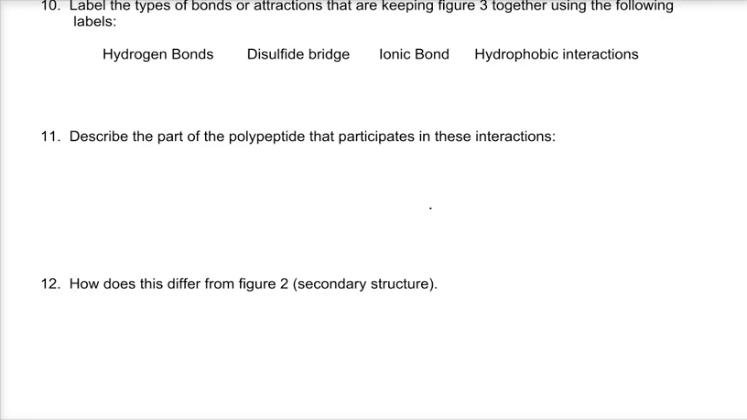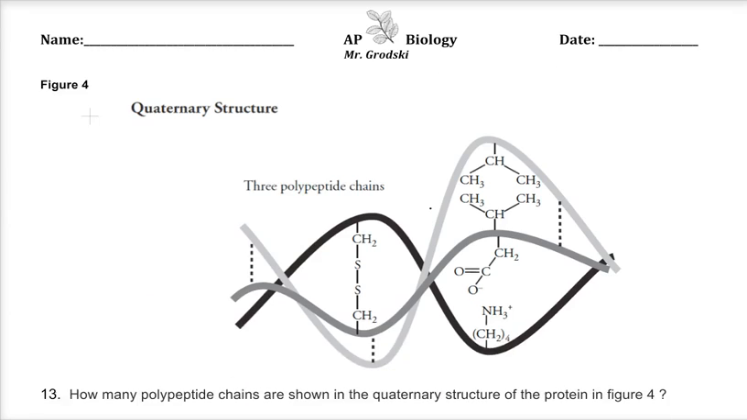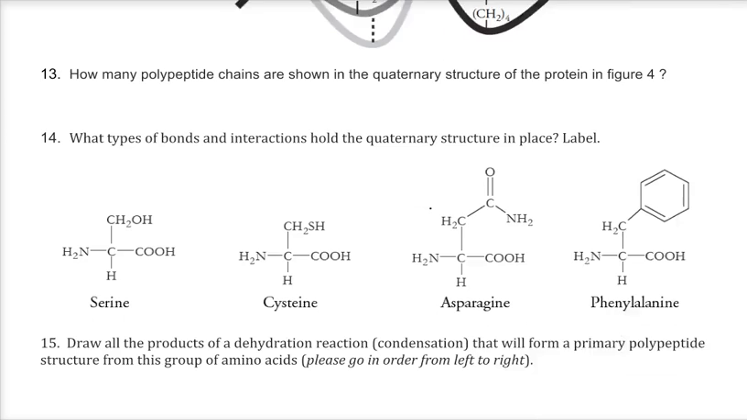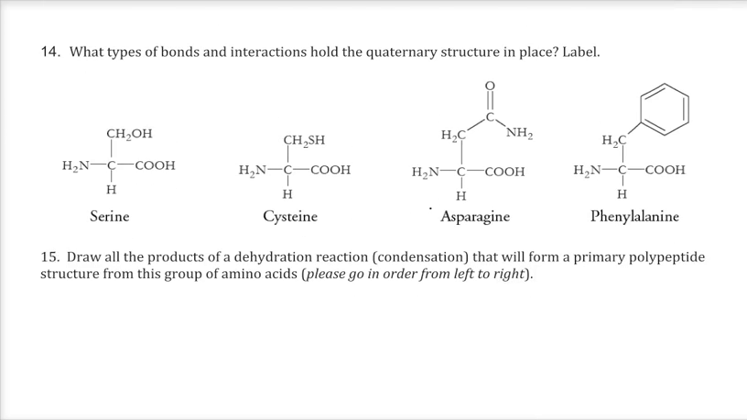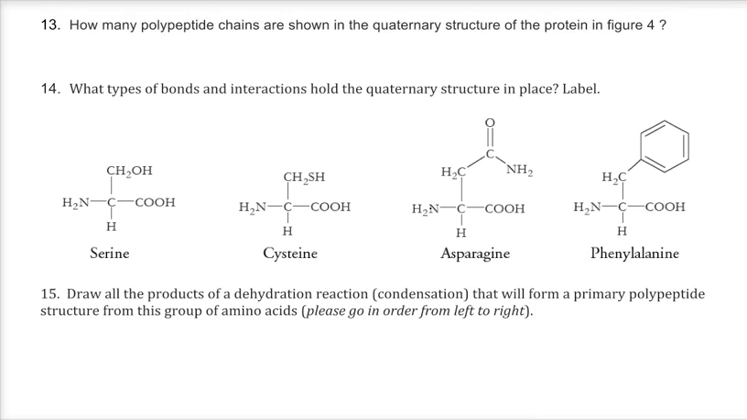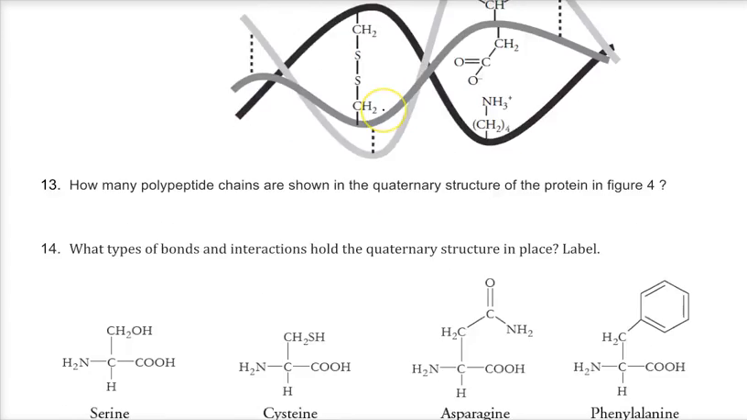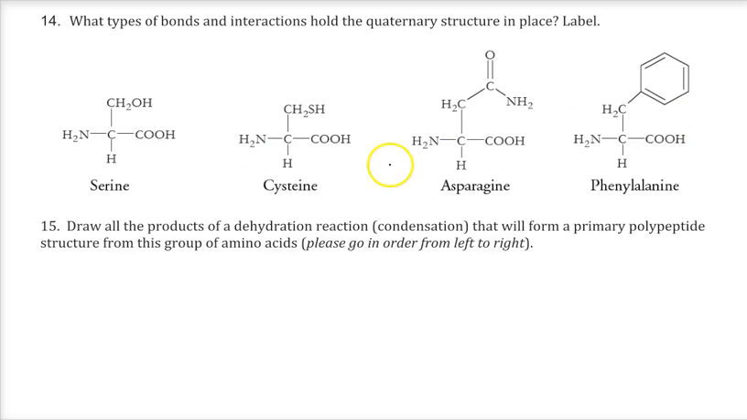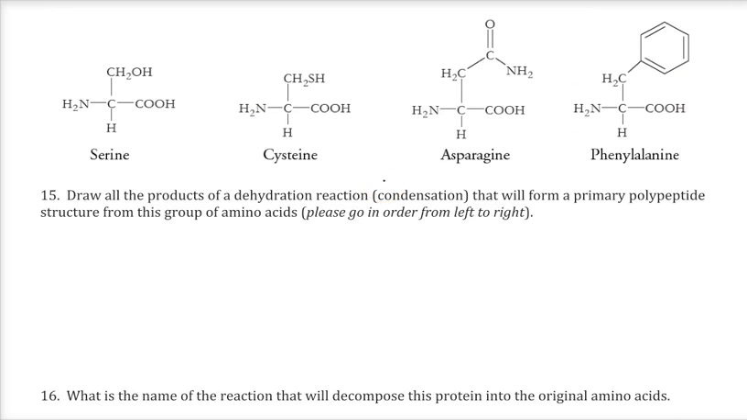And then as we go into the last page, people really had some trouble here. I was asking people to put these together. Number 14 says, what type of bonds and interactions hold the quaternary structure in place, and label. So 14 was about just labeling these, and had nothing to do with this picture down below. These pictures here, I want you to bond together.